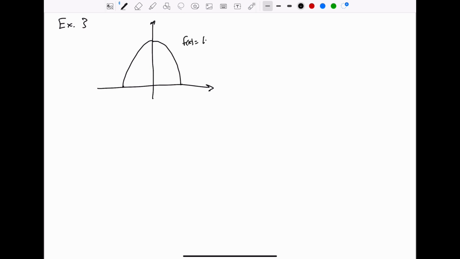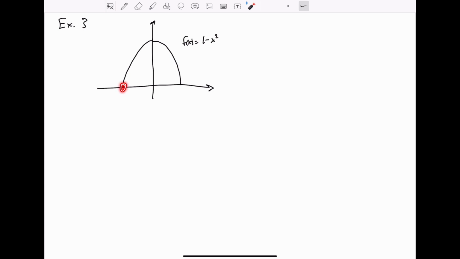And we might guess from symmetry that the x component of the centroid will probably be 0. If we think of the mass, it's probably centered around the y-axis, and we'll see that that is indeed the case. So our region is bounded by the function and the x-axis. So that is the two-dimensional region that we're interested in.